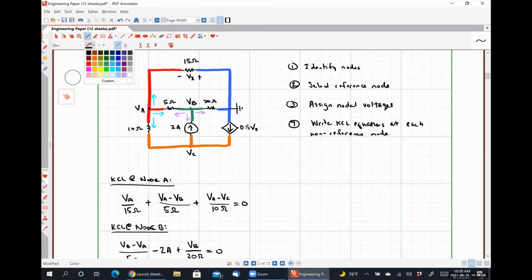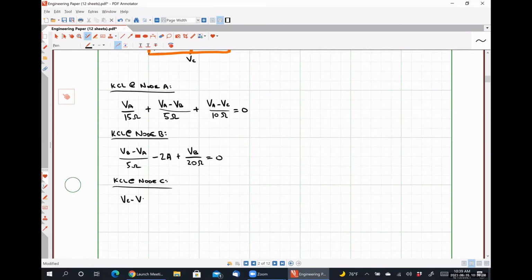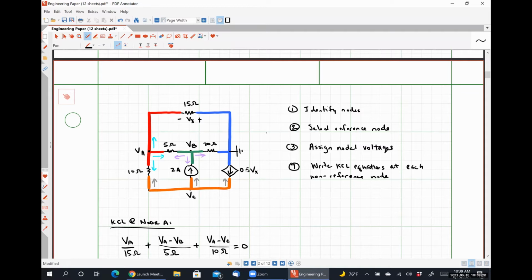Let me scroll up here and we will say, I'll do it in gray, I guess. We're looking for the current flowing up through the 10 ohm resistor, the current flowing up through our 2 amp source, and the current flowing up through our dependent source. We add all those together. So what is the current flowing up through the 10 ohm resistor in terms of our nodal voltages? VC minus VA over 10 ohms. That is correct. All right. What is the current flowing up through the 2 amp source?